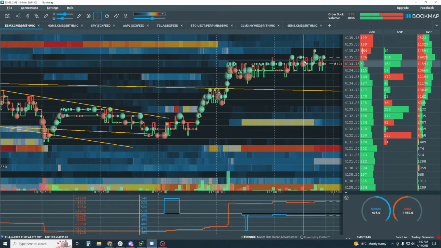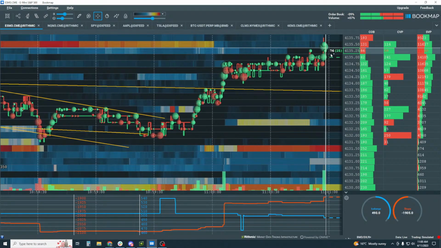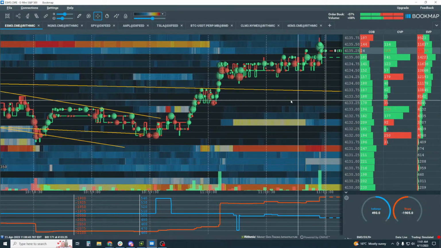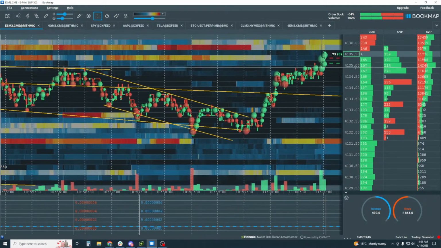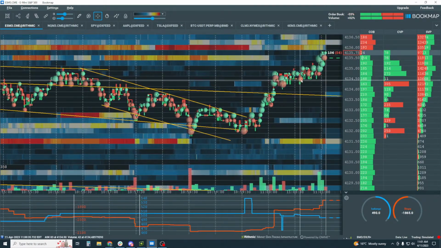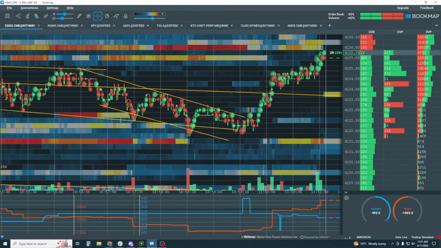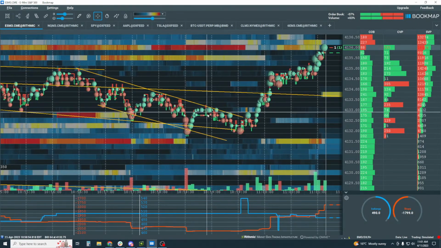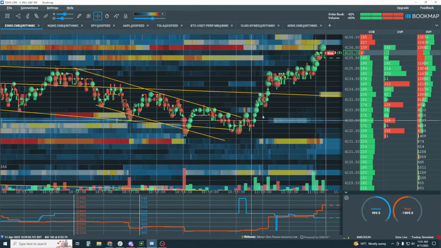Okay, so there we go. Buyers took a little control there, and we're able to move it higher there. All right, does that make sense? It's a really great question about what to look for in these areas in here.